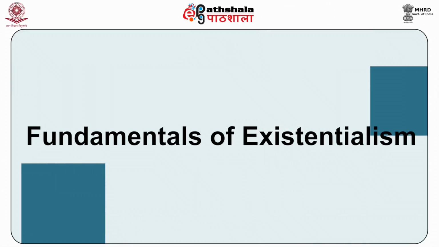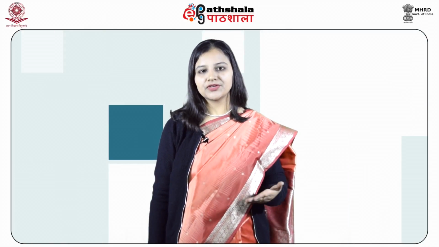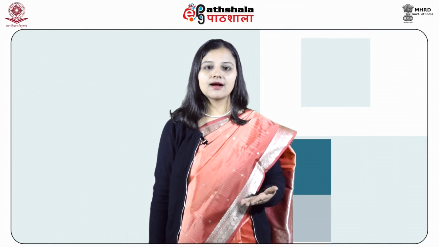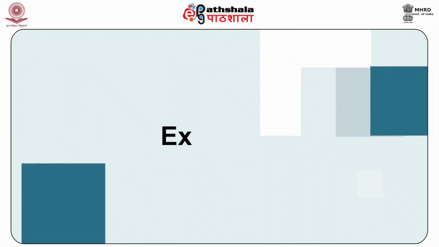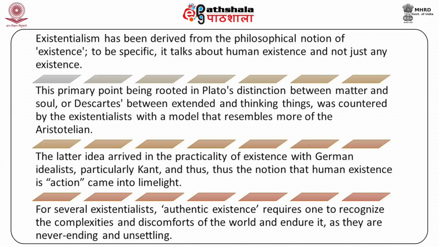Fundamentals of existentialism. There are mainly 7 primary building blocks of existentialism. They are as follows. The first is existence. Existentialism takes its name from the philosophical theme of existence. To be specific, it talks about human existence and not just any existence.